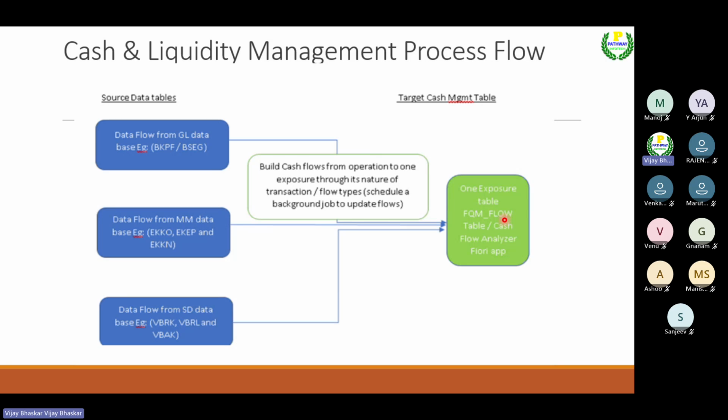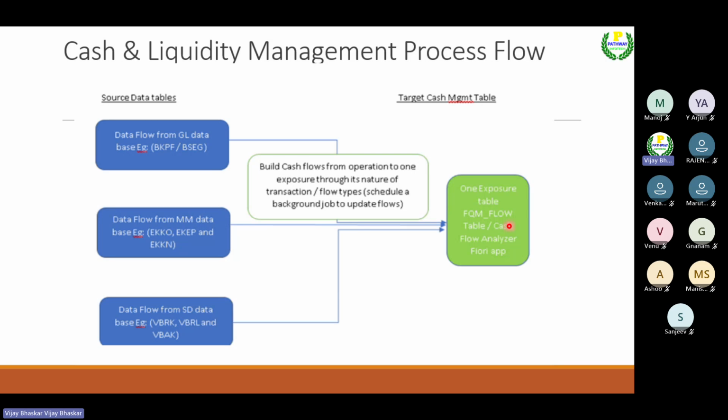The one exposure, FQM underscore flow, is the only one universal table. This table is designed only for cash and liquidity management. For your information, the one exposure table is a temporary table. If you do not want unwanted transactions data, you can also remove it from the table, but it doesn't have any impact. We will see that during the configuration. But one exposure FQM underscore flow is a kind of temporary table only, but if the data is lying in the one exposure, then we are able to see the information.